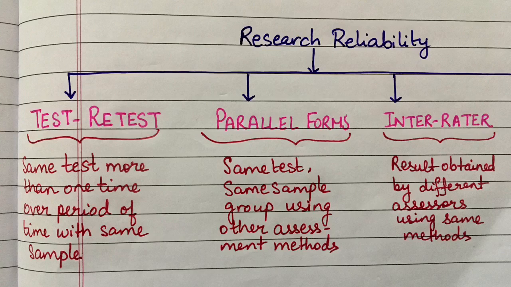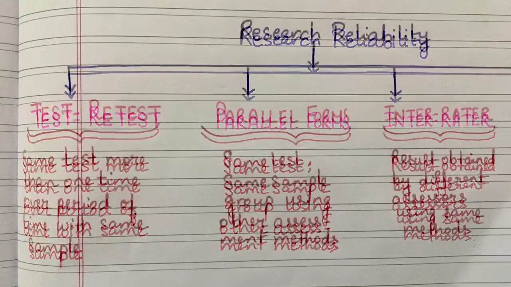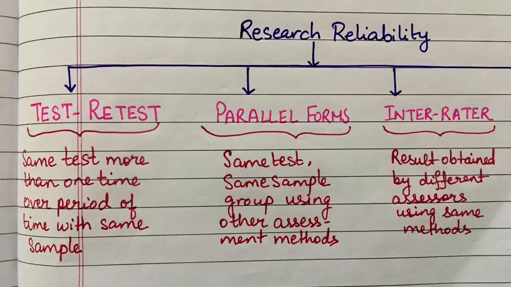Now the second way to measure the reliability of your instrument is parallel forms reliability. It relates to a measure that is obtained by assessing the same phenomena with the participation of the same sample group via more than one assessment method. For example, for the employees of that company, this time we will assess the job satisfaction level through different methods like questionnaire, in-depth interviews and focus groups, and then the results can be compared.